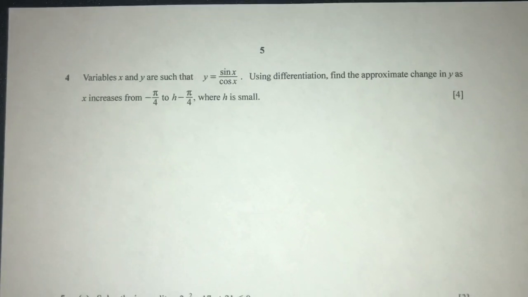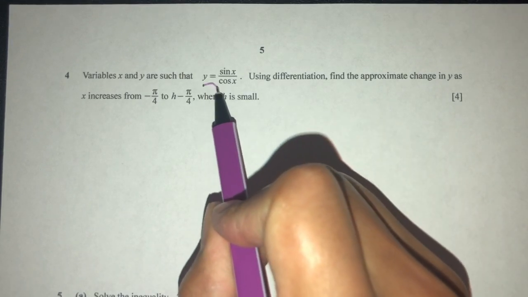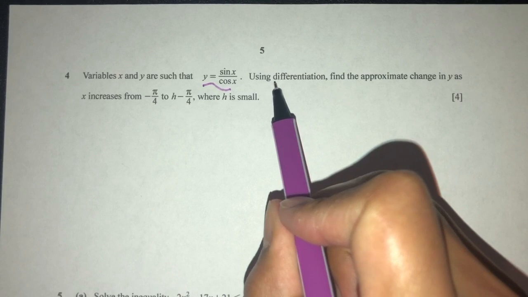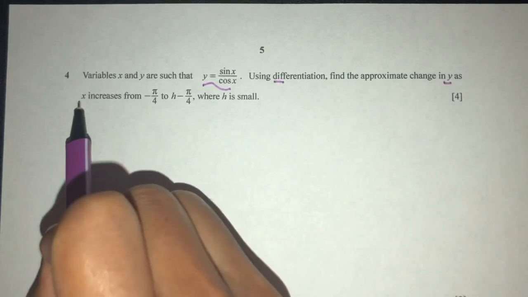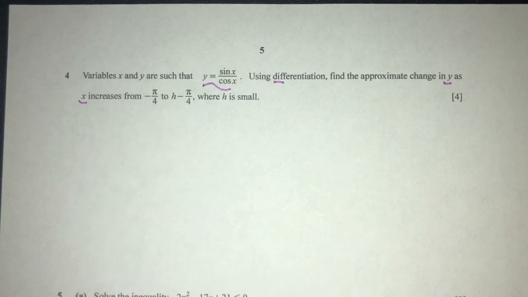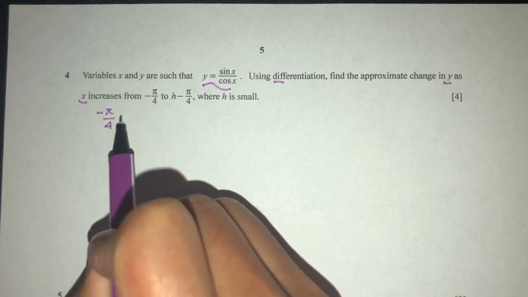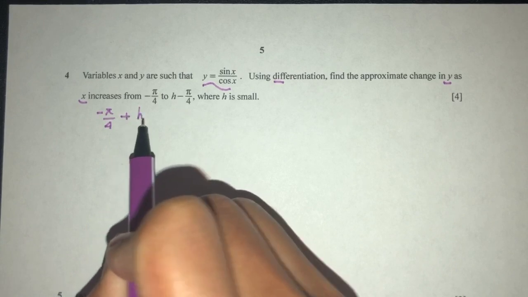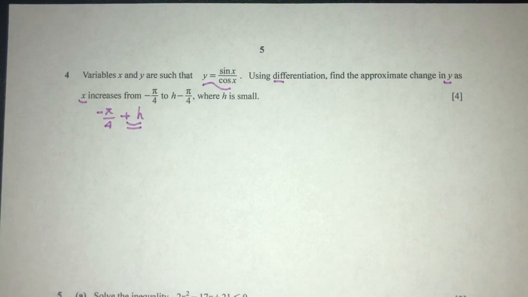Now let's move on to question number 4. So here we have variables x and y such that y is equal to this. Okay, fair enough. Using differentiation, we have to find the approximate change in y as x increases from this to this. So it means that x increases from this, then we add a value of h. Same thing as this, right? So increase by h. That's the main idea.